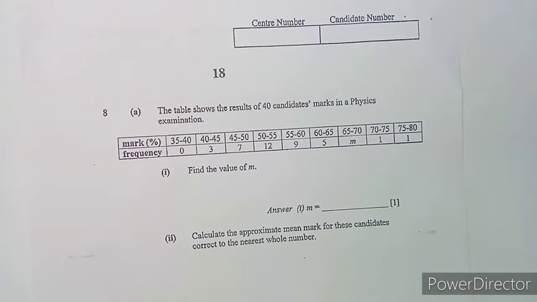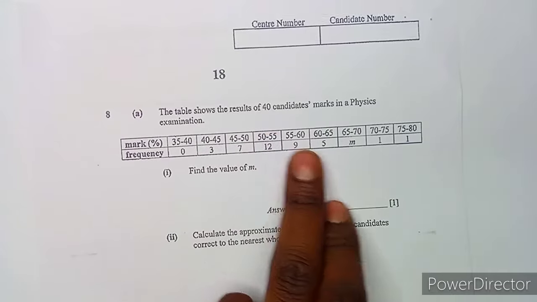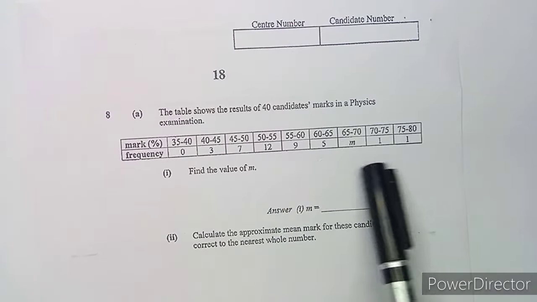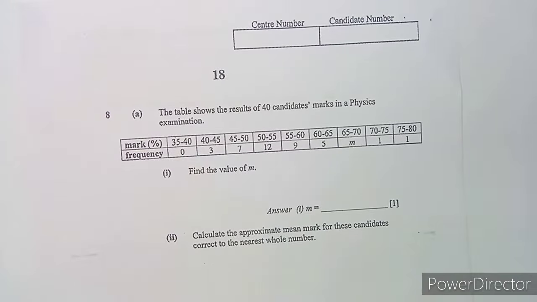Anyways, we are given on question number 8 a table. The table shows the results of 40 candidates' marks in a physics examination. We are given the marks and the frequencies, and we are asked to calculate the value of m. So definitely we've got 40 candidates. To have the value of m, we are going to subtract all those frequencies from 40, so you have to add everything in that case.